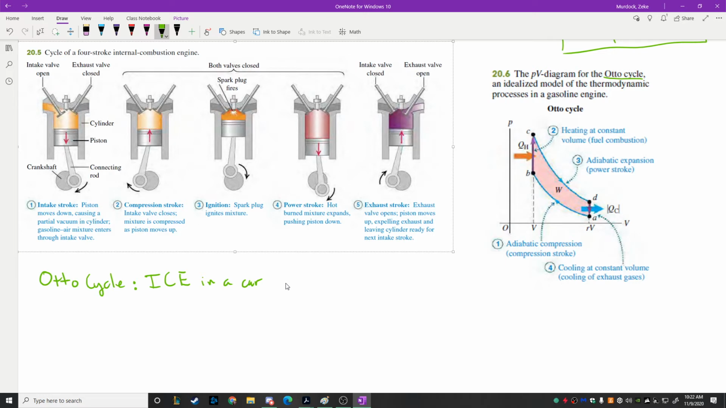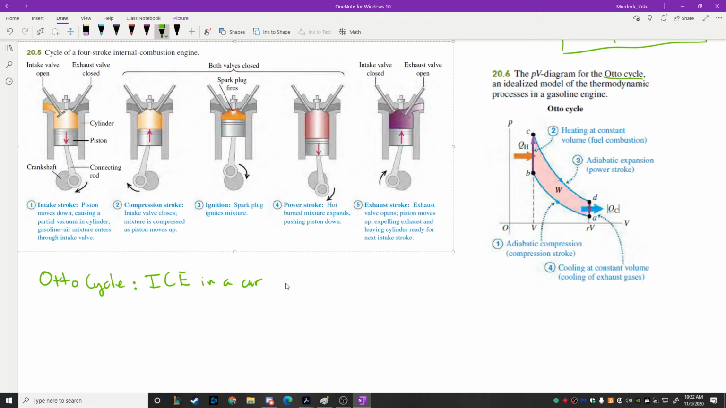Okay, so let's look at this process and try to understand what's happening here. The picture on the left corresponds to the graph on the right. So let's go one by one for each of these processes. So 1 is the adiabatic compression stroke. Okay, it's called the intake stroke. It says the piston moves down, causing a partial vacuum in the cylinder. And the partial vacuum, I believe, pulls this valve inwards here. So this valve is free to move up and down.